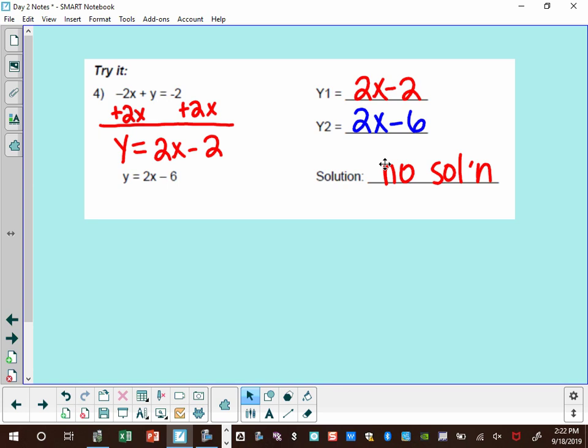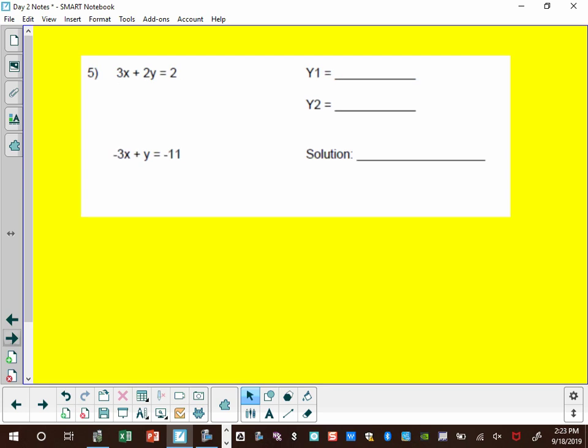Or you can write 9, it's the same thing. All right, let's look at number 5. Let's go ahead and solve for y. First let's get rid of this 3x, so subtract 3x from both sides.